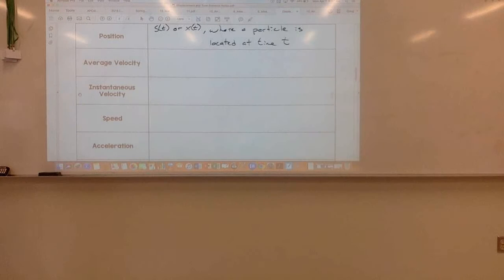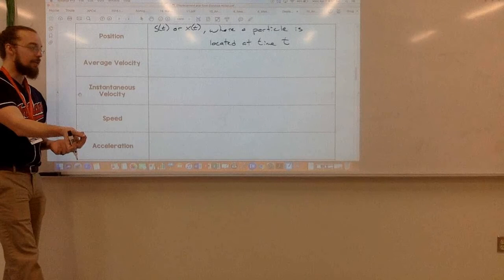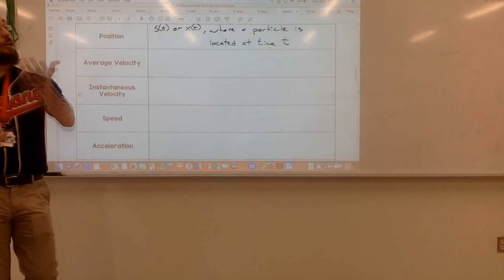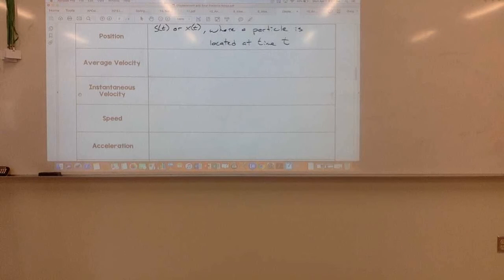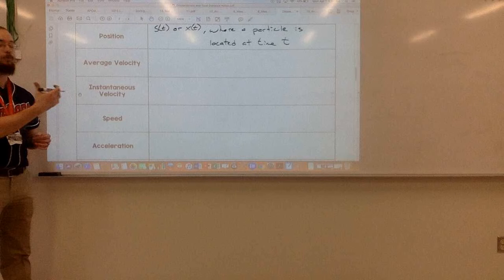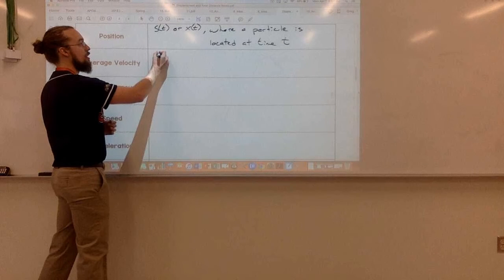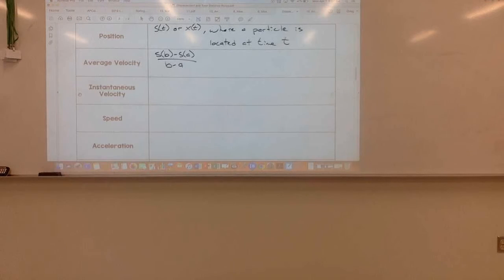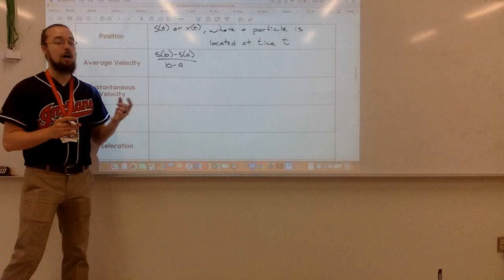If we are given a position function to get average velocity, we want to take the slope of our endpoints. If we were given a velocity function, though, we would do 1 over b minus a times the integral of the velocity function. But more often than not, if we are asked for average velocity, we will be given position. So this is just slope between 2 points on the position curve.